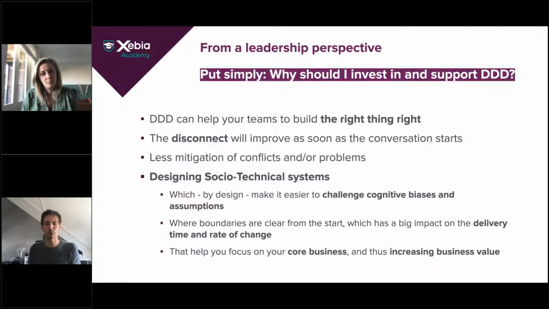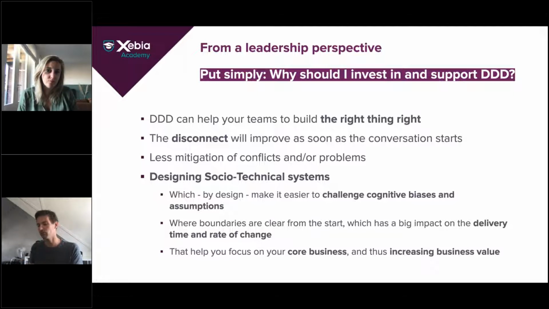Because in the end, it helps you to focus, and not just you as a leader, but all your teams, all the people in your organization, to focus on the core business, right? We talked about removing accidental complexity. This is slashing and eradicating accidental complexity. And as a bonus, more business value. So for us, it makes a lot of sense to start investing in and supporting DDD.